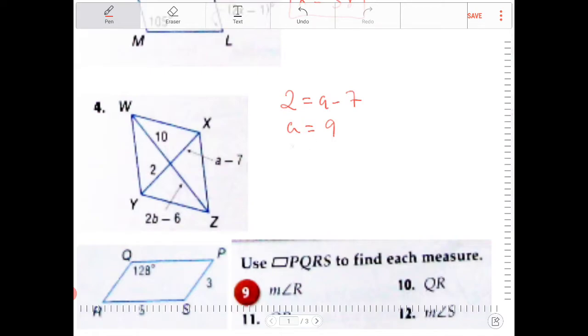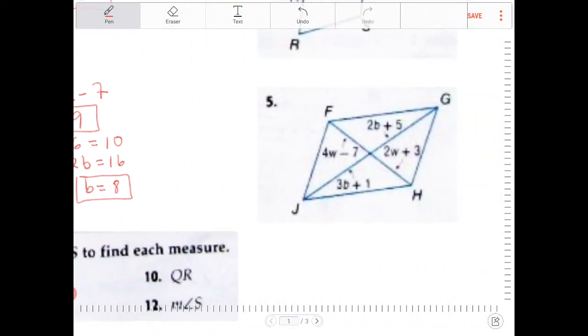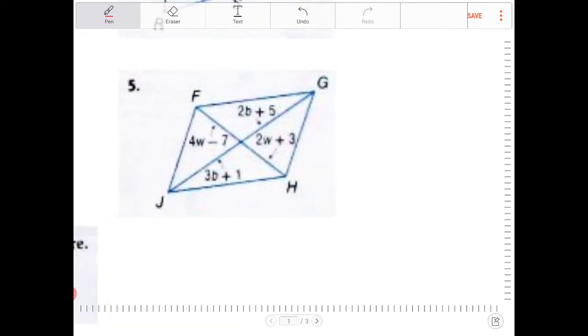And we can say that 2b minus 6 is equal to 10. Add 6 to both sides, we get 2b is equal to 16. Divide by 2, b is equal to 8. Again, the same exact property. The diagonals bisect one another, so we can say that 4w minus 7 is equal to 2w plus 3. Subtract 2w from both sides, add 7 to both sides, divide by 2, we get w is equal to 5.